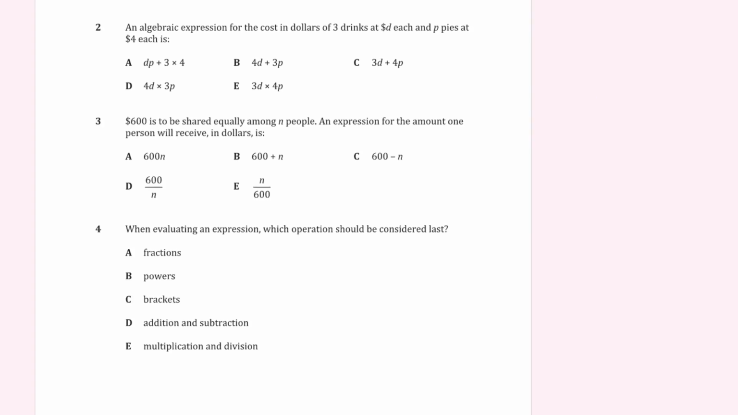All right, an algebraic expression for the cost in dollars of 3 drinks at $D each. So if you bought 3 drinks and they each cost D, that's going to be 3D. And P pies at $4 each. Well, I've got P pies and they cost $4 each, so that's $4 for each pie. The other one was 3 drinks for D each. Either way, the sum is going to be 3D plus 4P. Answer C.